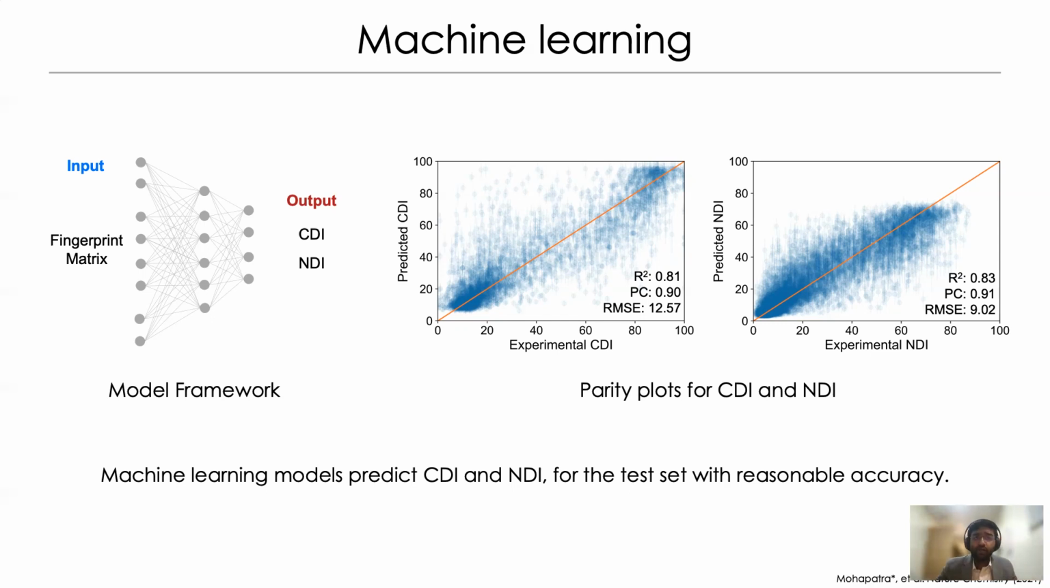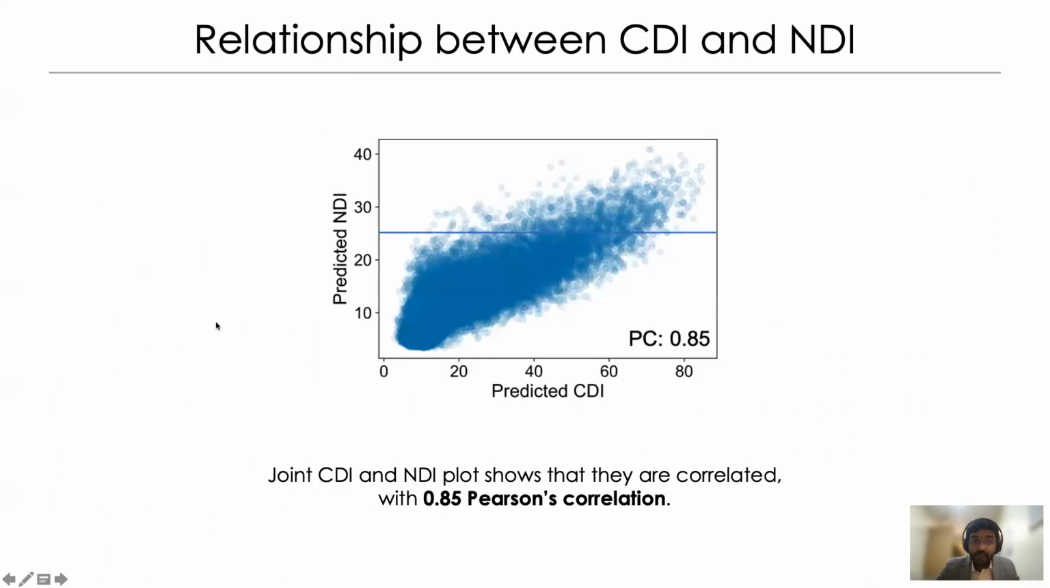We also performed a whole set of benchmarks where we went for MLPs, logistic regression, linear regression, XGBoost-based models using this fingerprint matrix representation and one hot encoding representation, predicting the output with the CDI and the NDI.